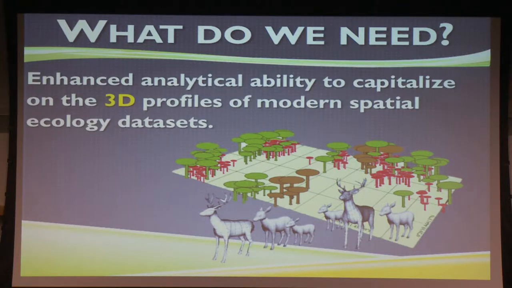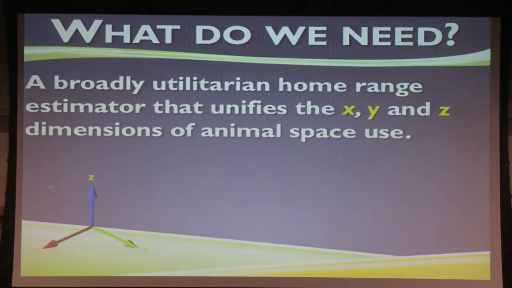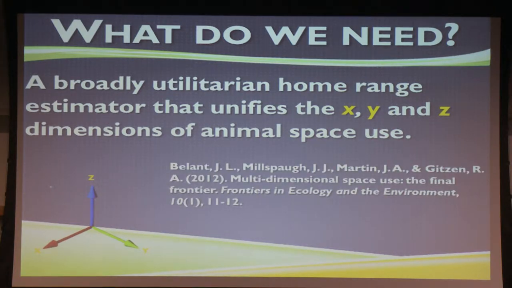Well, essentially, we need enhanced analytical ability to capitalize on the 3D profiles of modern spatial ecology data sets. A lot of people are doing some fantastic work with three-dimensional analyses of animal trajectories and movement paths, but we also need a broadly utilitarian home range estimator that can successfully unite those X, Y, and Z dimensions of animal space use. And I'm not alone in thinking this. Sort of halfway through when I was addressing this challenge, Balant et al.